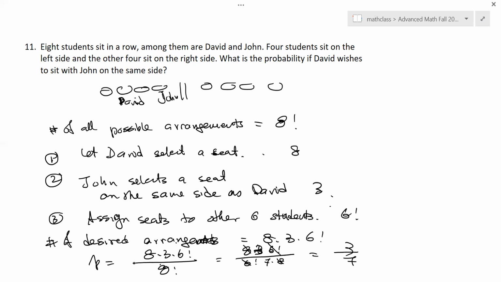If you randomly assign 8 students, David and John will sit on the same side with probability 3/7. Okay, so we will continue one more lesson to study probability. Then we are done with this advanced math class 2.